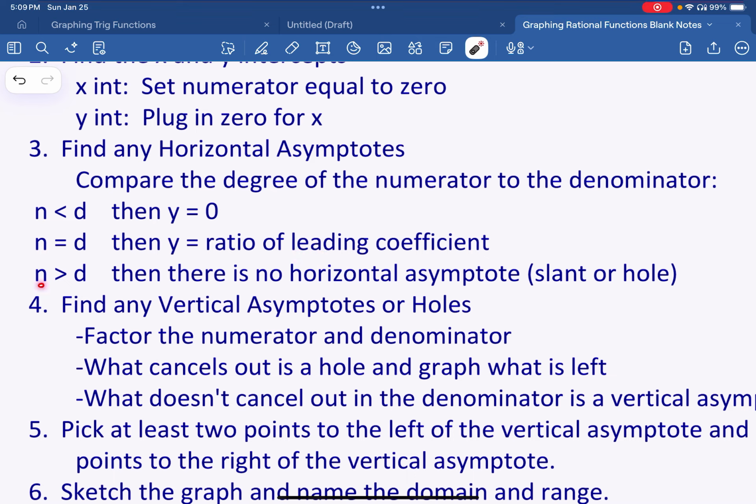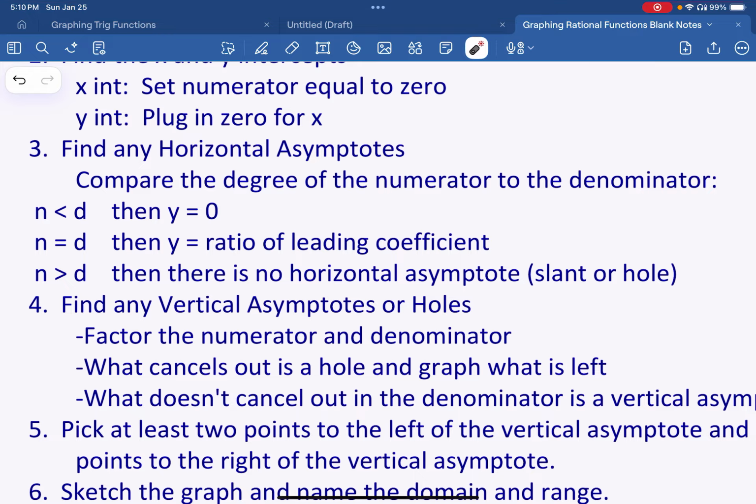If the degree of the numerator is greater than the degree of the denominator, then there's going to be no horizontal asymptotes. You'll either have a slant asymptote or a hole, and we'll talk about those cases as they arise. Then, after we find the horizontal asymptotes, we find any vertical asymptotes or holes. And honestly, you can do number 4 before you do number 3. Sometimes we do step 4 whenever we find the restrictions on the domain. So just because these are numbered doesn't mean they have to be done in this order.